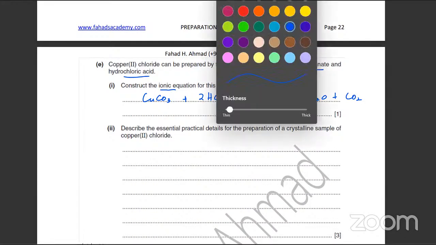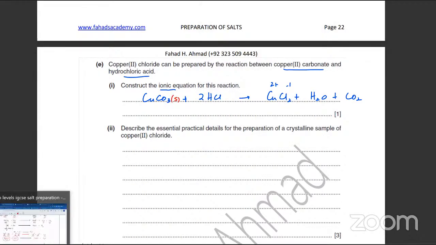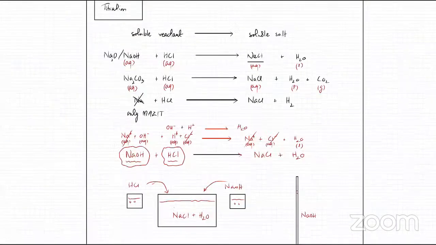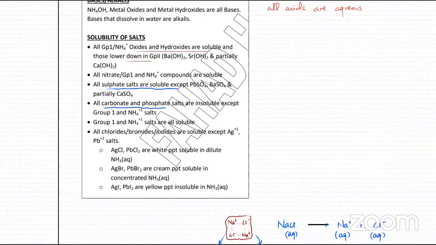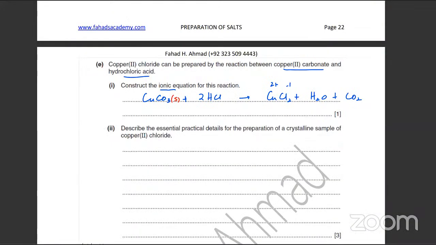So the ionic equation will be, these carbonates are all insoluble, okay? If you look at the solubility table, where did it go? Go and look at carbonates, it's even underlined in blue: carbonates and phosphates are mostly insoluble except group 1. So definitely an insoluble solid. HCl is an acid. Acids are always in solution. Chlorides are all soluble, so that is also aqueous. Water is a liquid and CO2 is a gas.